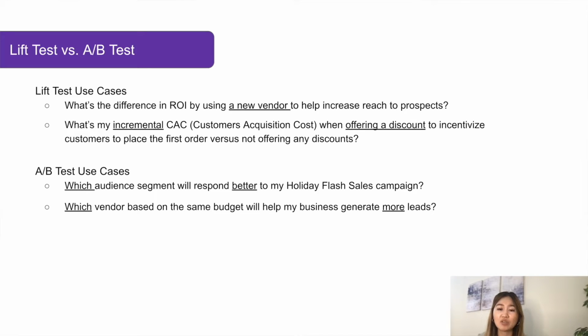So we're going to have two variations. In this case, it will be two different vendors, and we're trying to understand which one is better, which will give us more leads. So it's a comparison between the two, and both groups have to receive something. Then that is the A/B test.